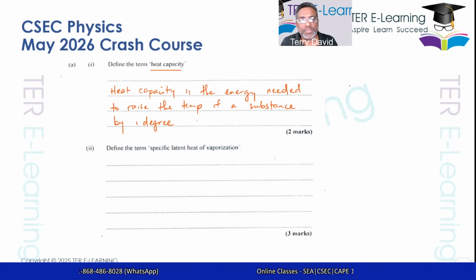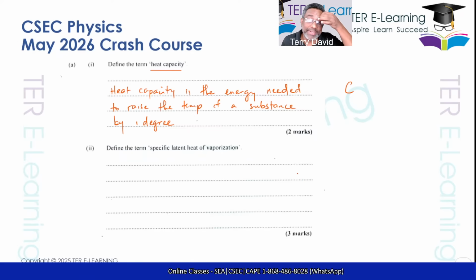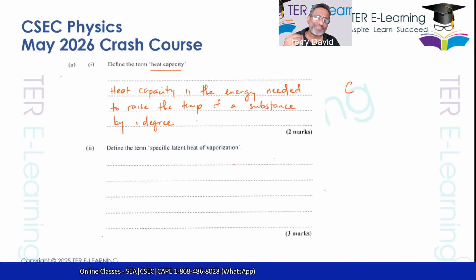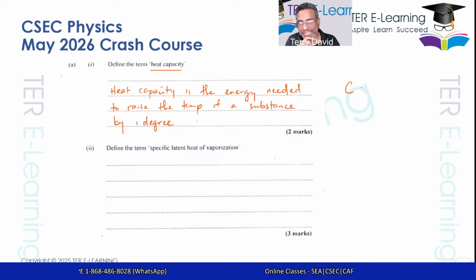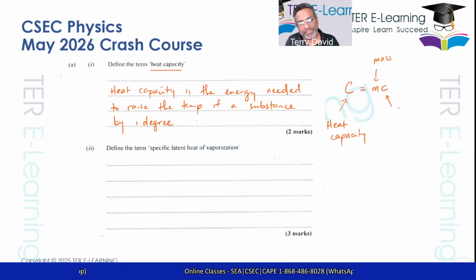In terms of symbols, we have a big C to represent heat capacity. You all need to know the relationship between heat capacity and specific heat capacity. There is a formula that relates heat capacity to specific heat capacity. So this here is heat capacity, that's a big C. This is mass, obviously. And this one here is specific heat capacity.